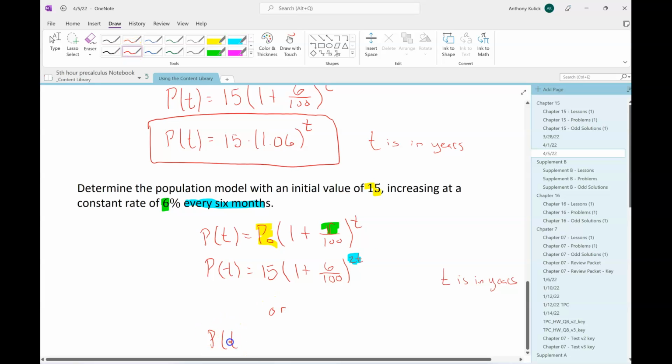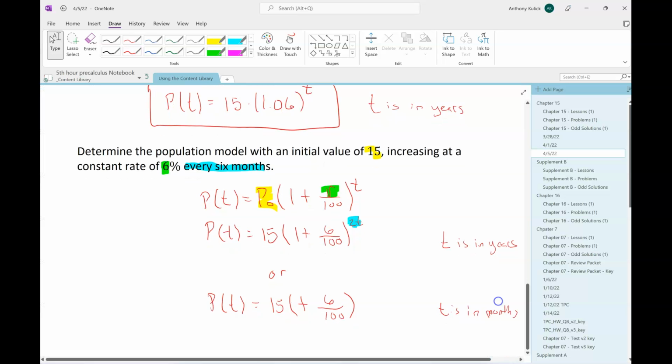Or maybe we decided to write this in months, right? Not unreasonable to do that. That would be the other obvious choice. Well, how many times does that rate of change occur in 1 month? 1/6. Very good, because there's 6 months for a rate of change. So inside of 1 month, we've done 1/6 of that. So we'd write this as t over 6.